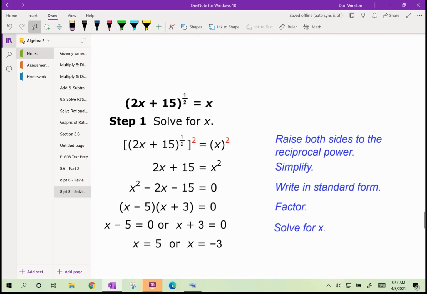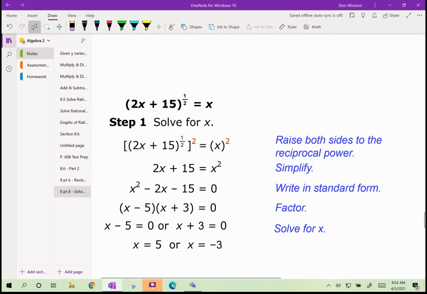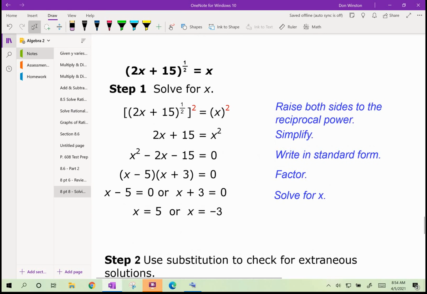And again, the next one, 2x plus 15 raised to the 1/2 equals x. So I want to square both sides. I'll get 2x plus 15 equals x squared. I'll get x squared minus 2x minus 15 equals 0. Factor, you get x minus 5 times x plus 3, and then your zeros are 5 and negative 3.